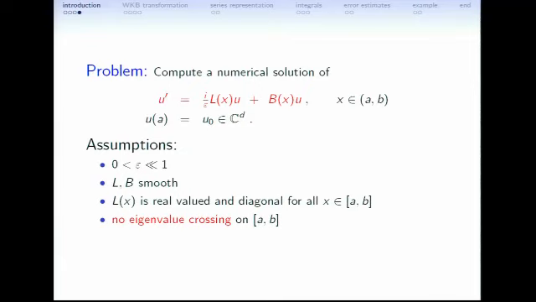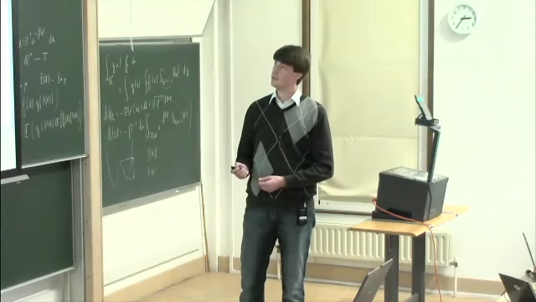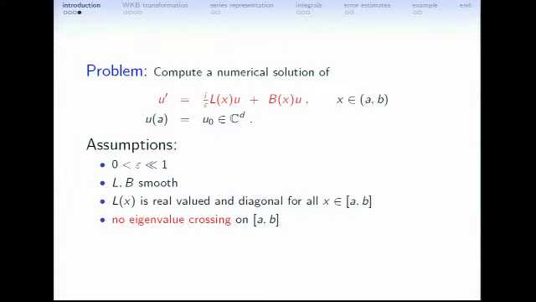At the end of the introduction, I should also say exactly what problem we deal with. We want to solve this first order initial value system. Below I've written down the assumptions. Of course, epsilon is a small constant. L and B should be smooth matrices. L should be real valued and diagonal. This part here causes the high oscillations. And what's very important in this approach is that we really have to assume that the eigenvalues of this matrix L do not cross, and that they stay away from each other.